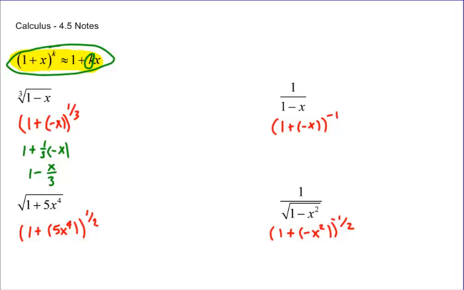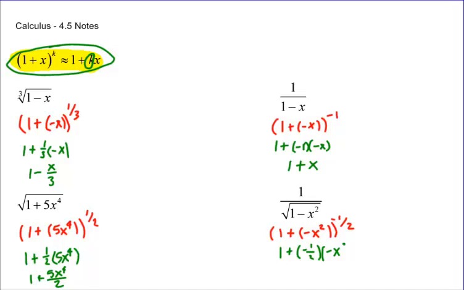This guy would be 1 plus negative 1 times negative x. So this guy's just going to be 1 plus x. Down here, this would be 1 plus 1/2 times 5x to the 4th, which would be 1 plus 5x to the 4th over 2. And then this guy would be 1 plus negative 1/2 times negative x squared, which would be 1 plus x squared over 2. That's all there is. That's all just pattern recognition.